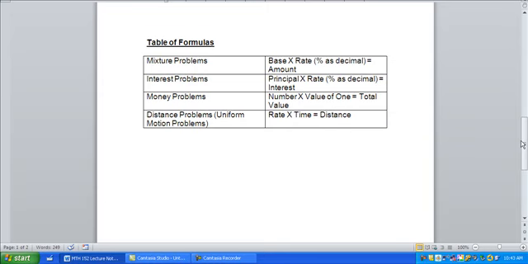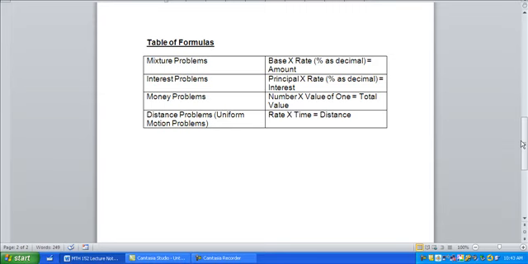Now, very often when I'm using a formula, such as these formulas you find in this table, I will use a table to solve the problem. So you have mixture problems, base times the rate. The percent is represented as a decimal, the rate. You have interest problems, principal times rate. Usually it's times time. In our book, they stick with 1 year, so they just leave the 1 out.